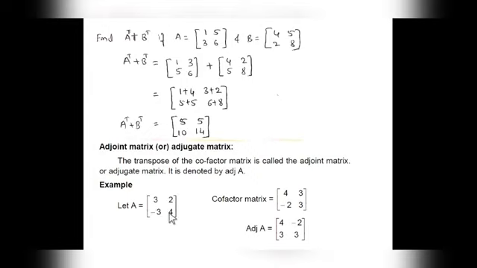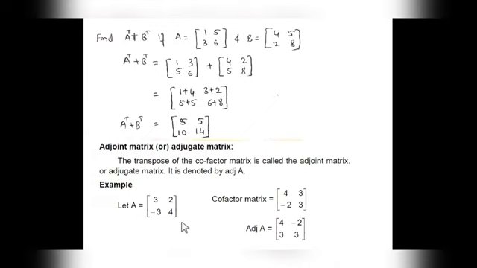Cofactor of 3 is 4, I have written here. Cofactor of 2 is minus of minus 3, that is plus 3. Cofactor of minus 3 is minus 2, and cofactor of 4 is plus 3. If I want to find the adjoint of matrix A, then I have to transpose this cofactor matrix, that is, rows are changed into columns. 4, 3 I have written in column form, minus 2, 3. This is the adjoint of the matrix A.